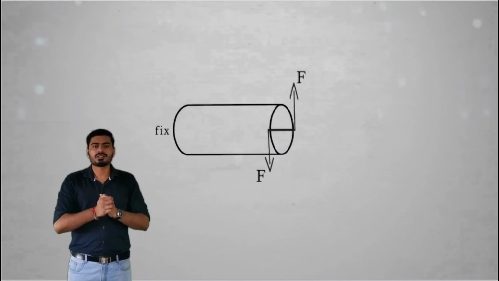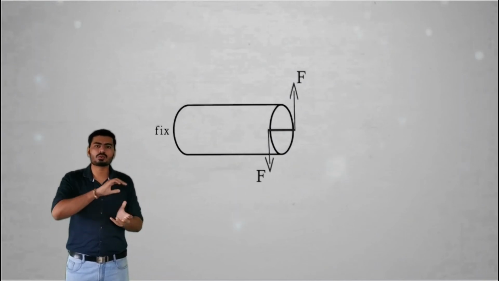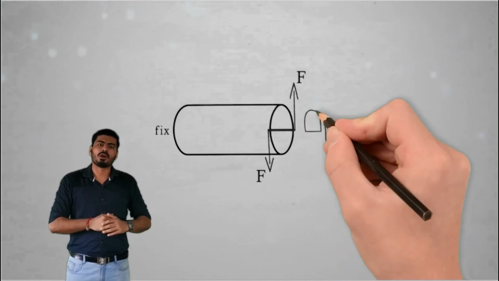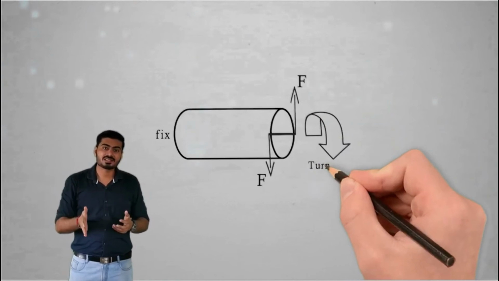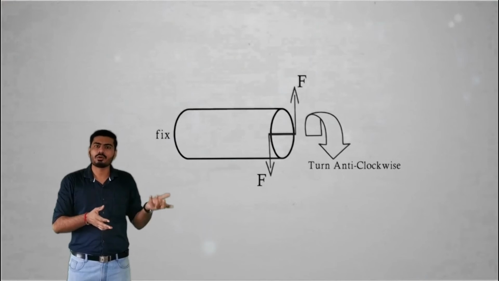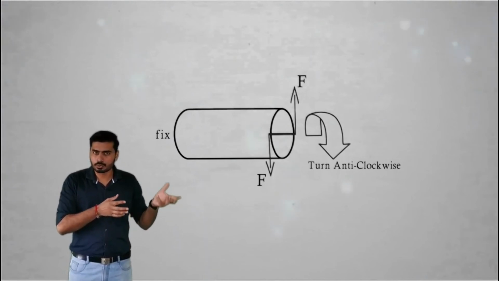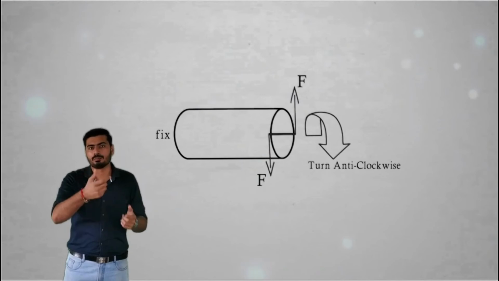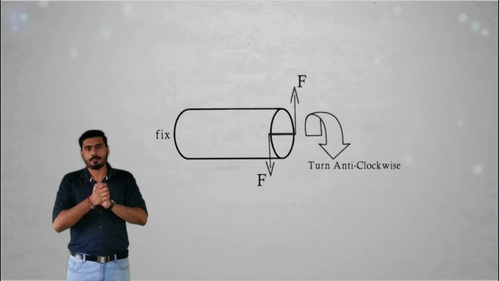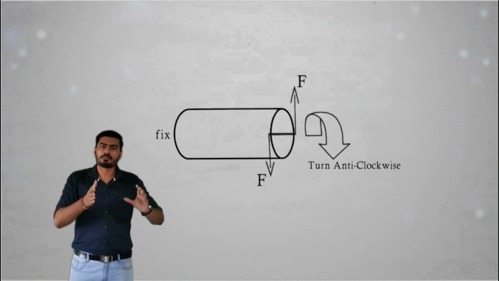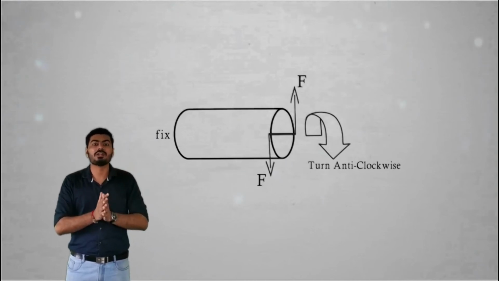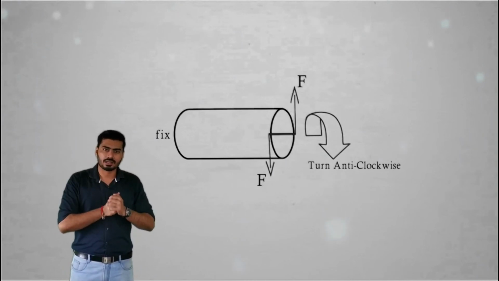Okay, so if you consider these two forces, it will try to rotate the body in an anti-clockwise direction. But the body is fixed on one end, and that's why the body cannot be rotated. The result of the application of these two forces will create a couple, and this couple is anti-clockwise in nature. But due to the fixed end, the body will not rotate; instead, a twisting effect will be generated in this scenario.